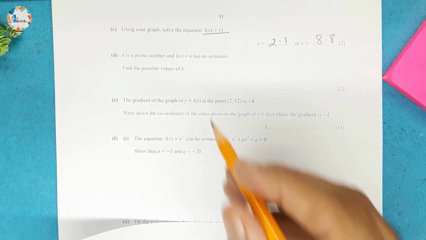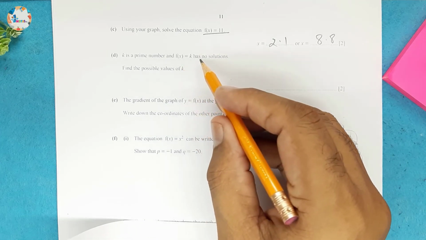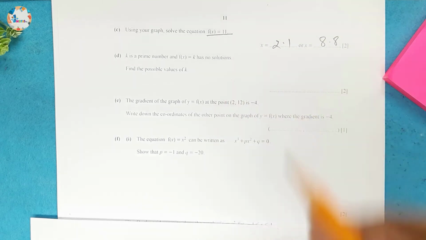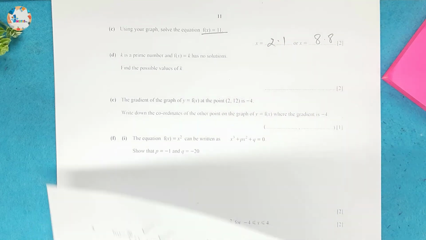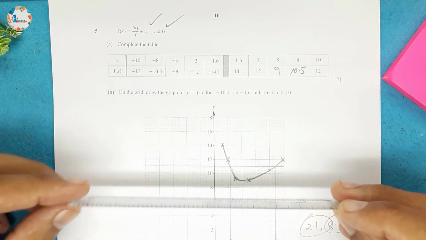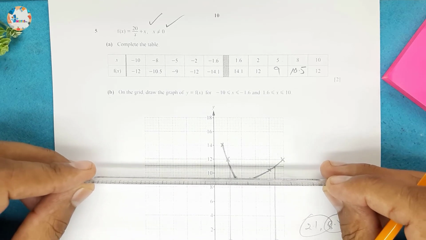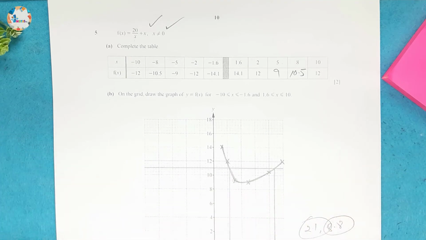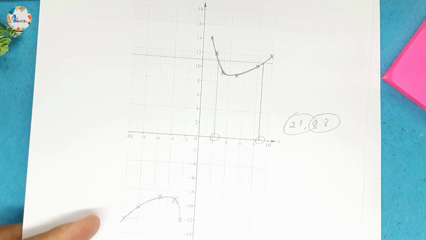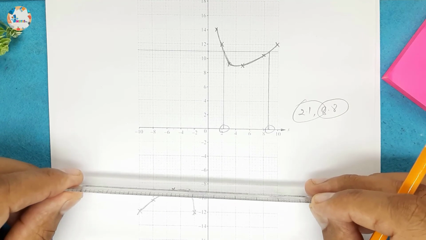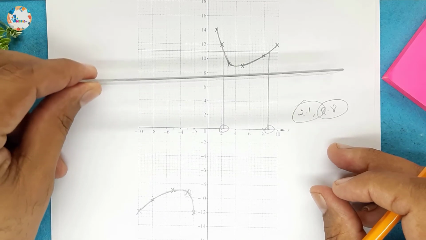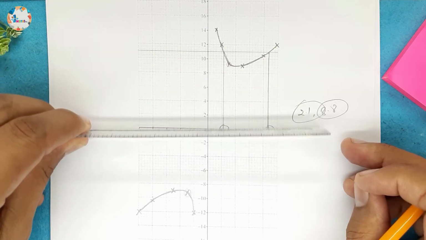Now the D part: k is a prime number and f of x is equal to k has no solutions. Find the possible values of k. So no solutions, and it's a prime number also. No solutions will be from this point down and from this point, if I move the page, it will be in between these values, because it will not be touching the curve in this portion. Up to this one it will not be touching this portion.